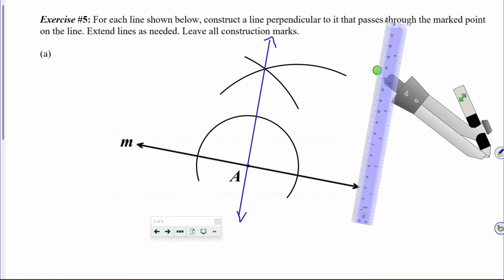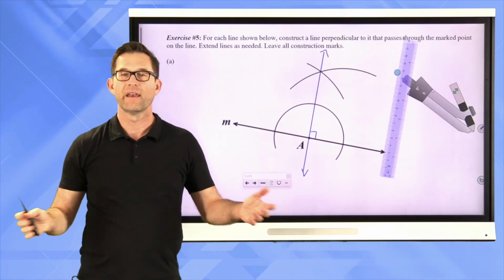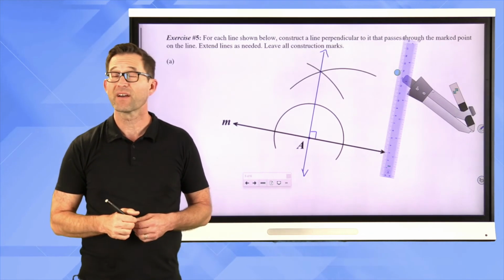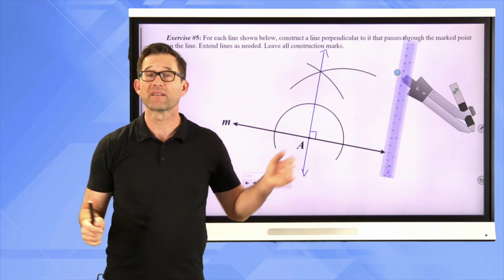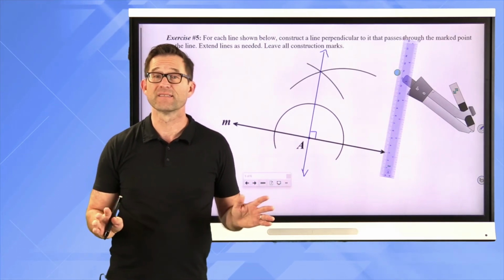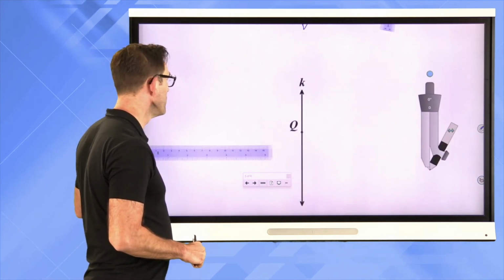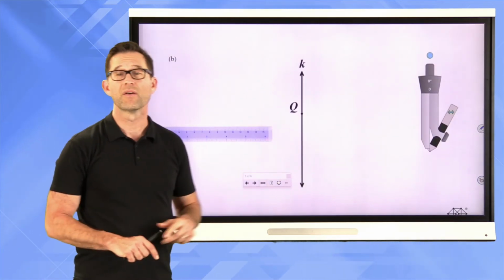And I'm going to throw that right angle in there just to emphasize that idea. I now have a perpendicular line that passes through point A. Isn't that cool? Again, all I'm doing is bisecting this 180-degree angle. That's it. So, what I'd like you to do now is the same thing here.